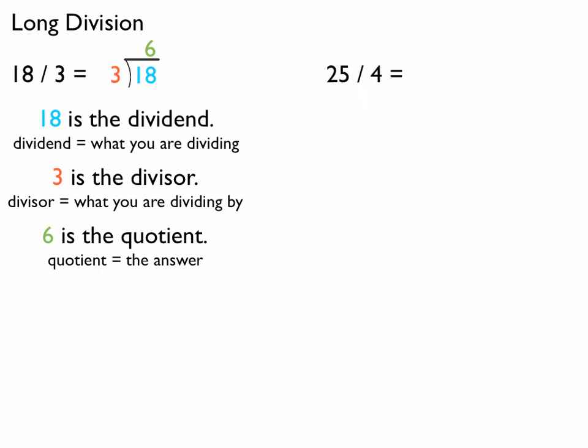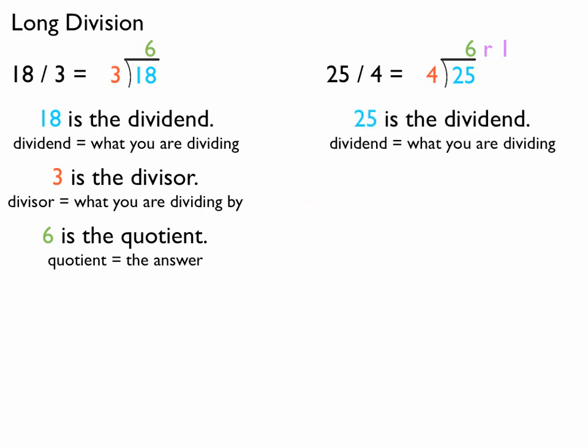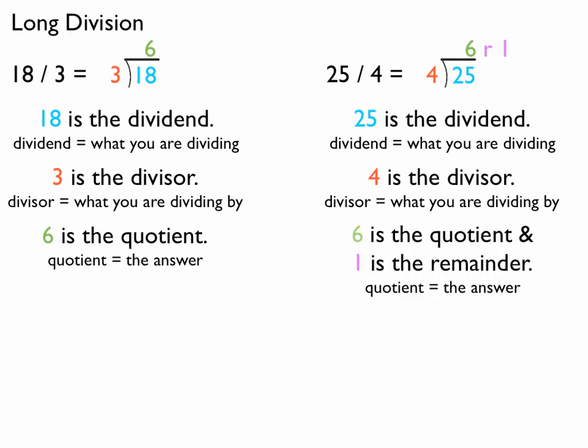So let's try another problem here. 25 divided by 4. Well, I'm going to set it up. There we go. I'm going to have 25 underneath, 4 on the outside. My answer is actually 6 remainder 1, because 4 goes into 25 6 times with 1 left over. 25 again is my dividend, 4 is my divisor, 6 is my quotient, and 1 is the remainder.